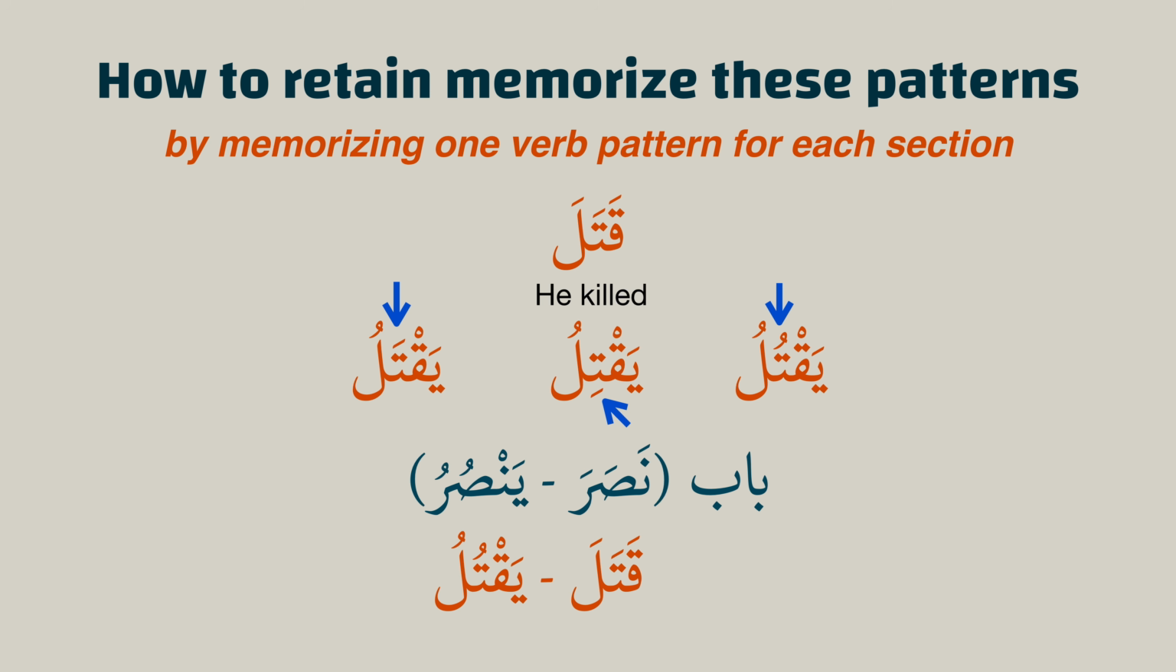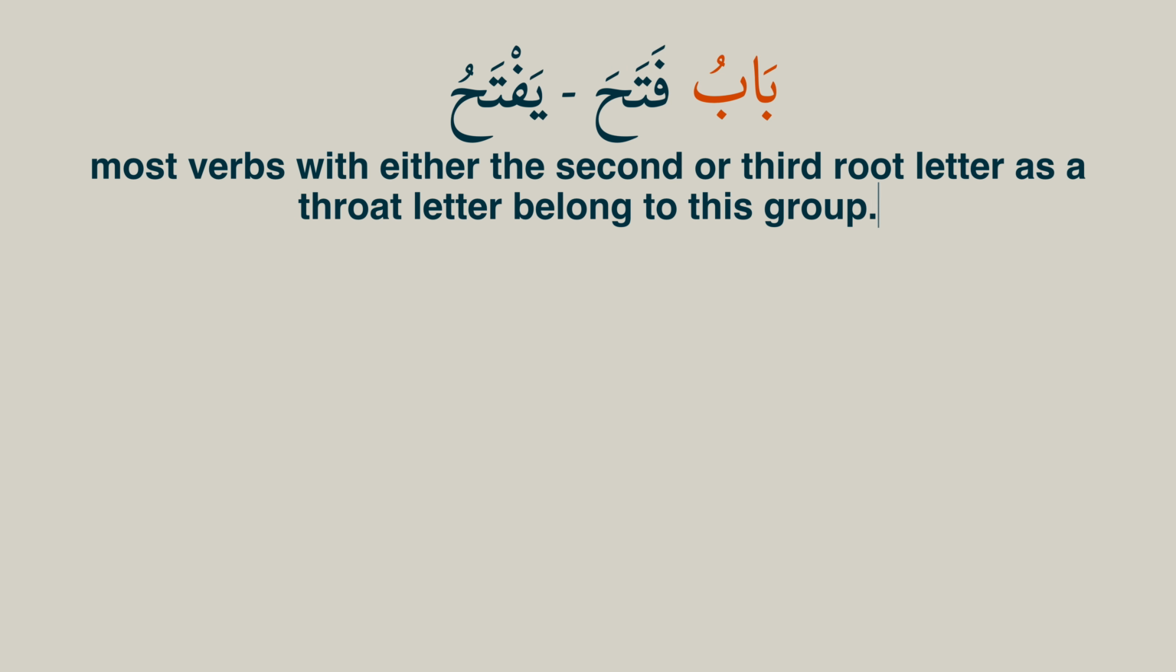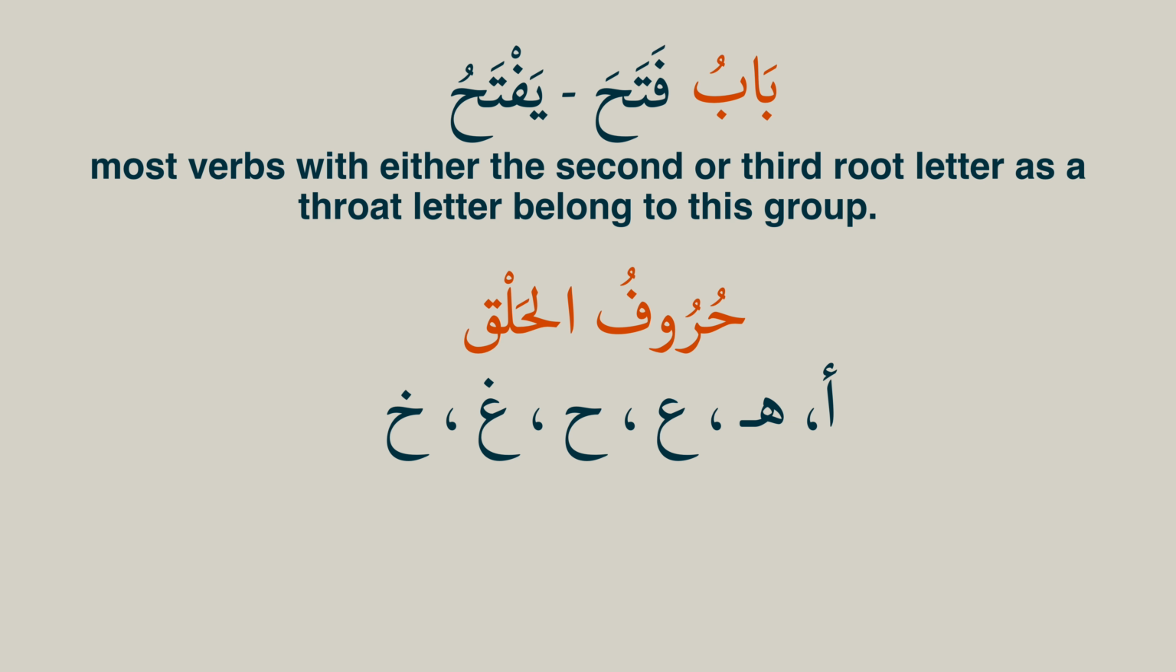Now, there is an interesting point regarding bab fataha yaftahu to be aware of, which is most of the verbs which have either the second or third root letter as a throat letter belong to this group. Throat letters in Arabic are called huruful halq, which are hamza, ha, ain, ha, ghain, kha. This means that if one of these six letters comes as second or third radical, there are more chances of that verb belonging to bab fataha yaftahu.